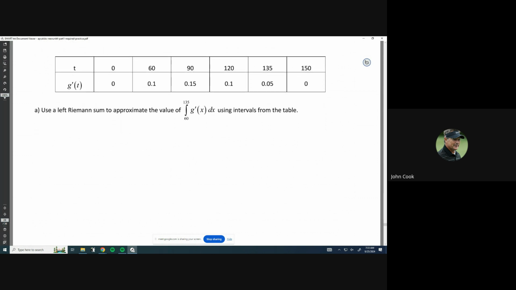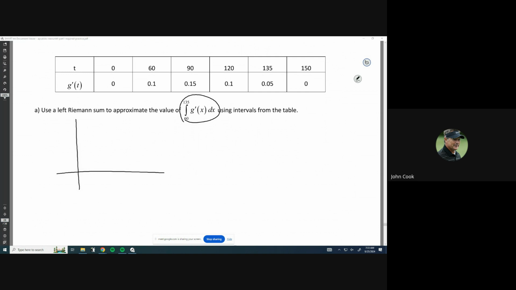It says to use a left Riemann sum to approximate the value of that function over that interval from 60 to 135 using intervals from the table. Okay, so we're trying to approximate that function. We don't know what the function looks like. We don't know what the function is. But we do know a couple of key points from up here. So we're going to use those points to make a graph.